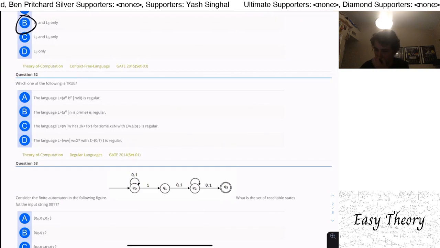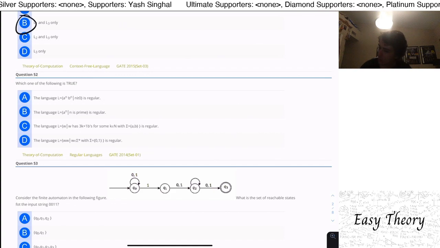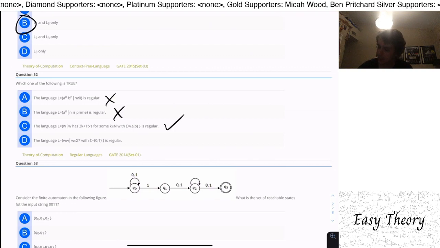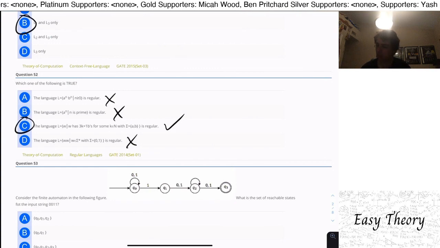Which of the following is true? That one, language is regular? Nope. Language is prime is regular? Nope. Language has 3k plus 1 b's for some k. So that just means then odd number of 3's plus 1. Yeah, so that's regular. And the fourth one is not regular. And that's easy to show. So C is true.